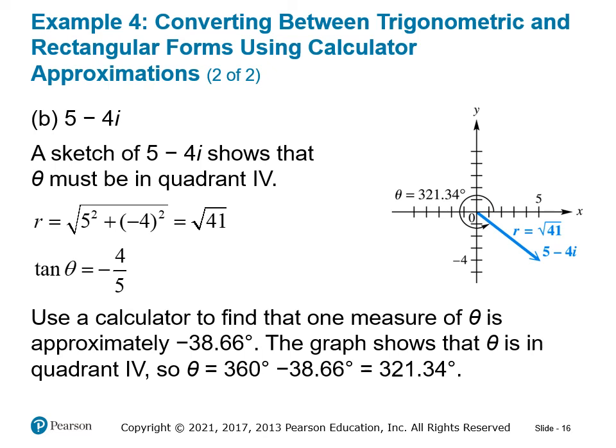Okay, now all we have to do is put this into cis form, which is r cosine theta plus i sine theta, or r cis theta. And there we get that. So we get square root of 41 cis 321.34. And that's the end of our 8.2 lecture today.